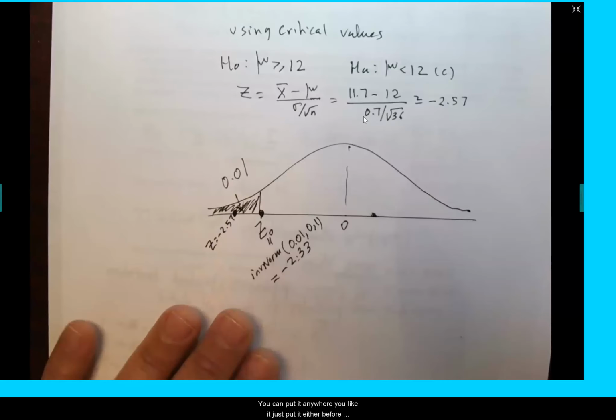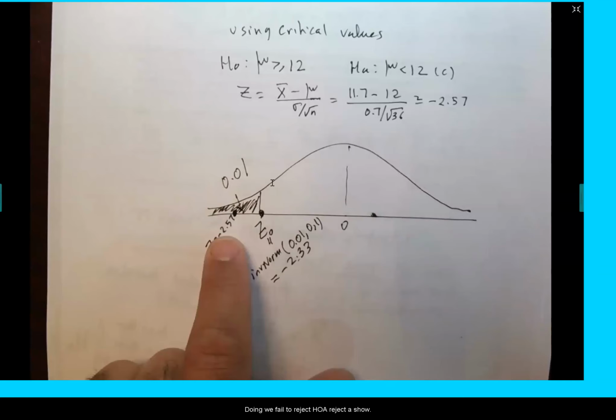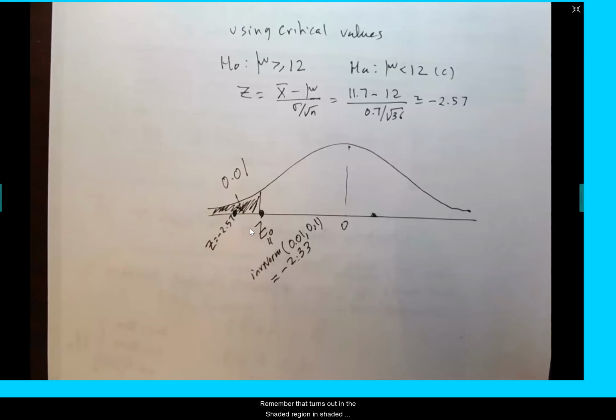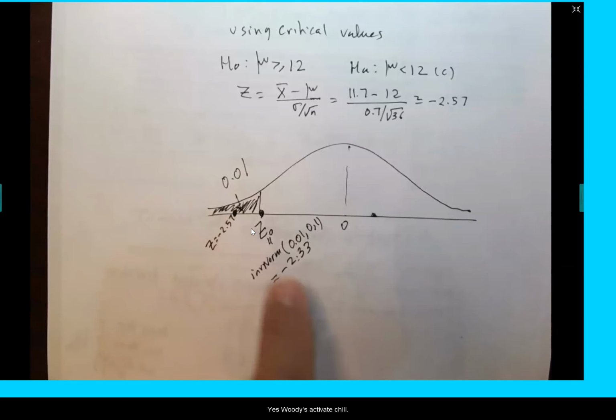You don't put it anywhere you like. You just put it either before or after, wherever it belongs. And can a student tell me, what do we do now? Do we fail to reject H0 or reject H0? Remember, it turns out in the shaded region, and the shaded region is the rejection region. Yes, we reject H0.